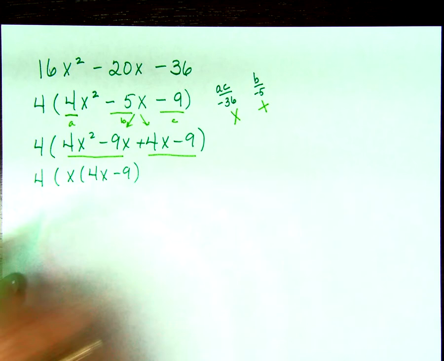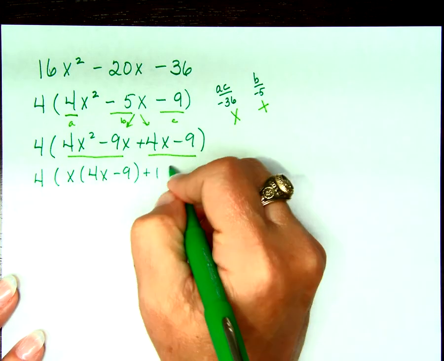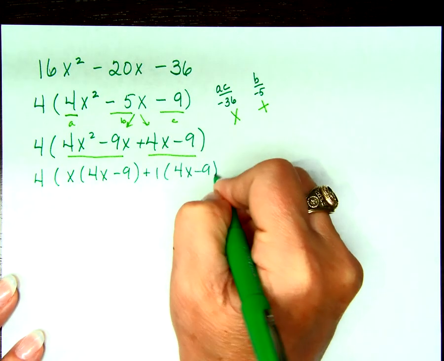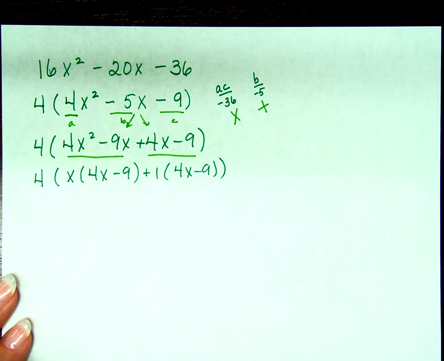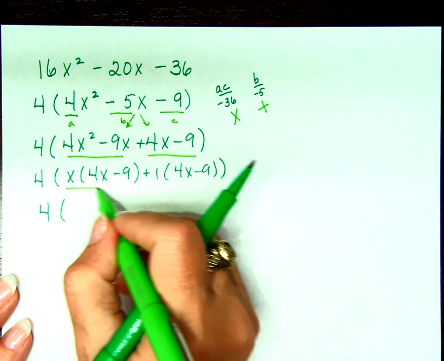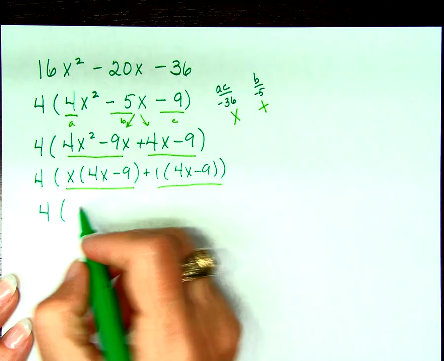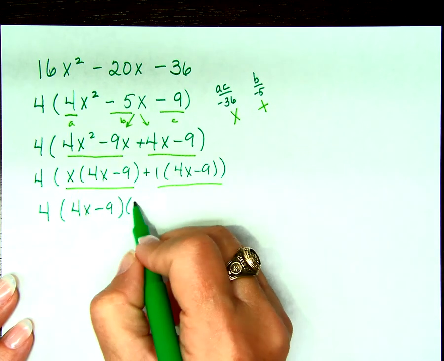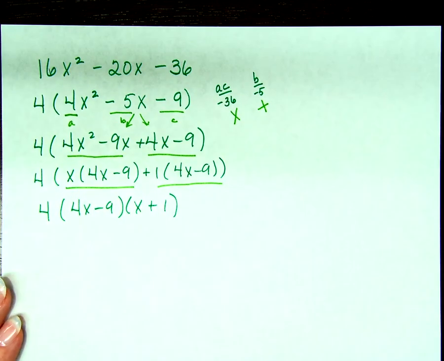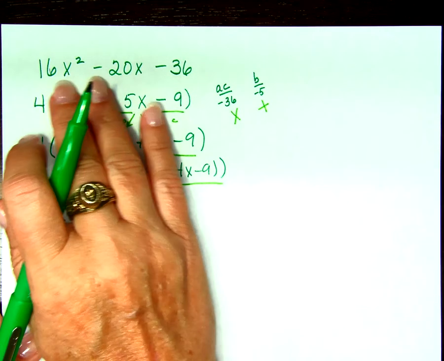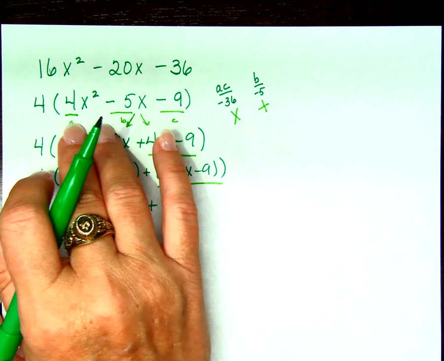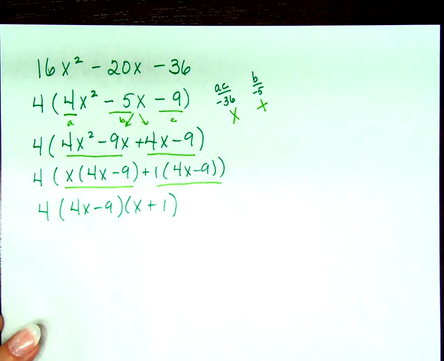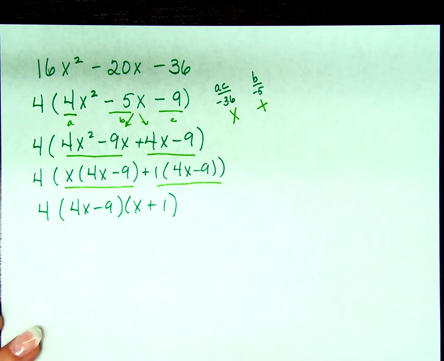What's common in the second two terms? Very good. What's left? Still dragging the 4 along with me, right? What's common in these two terms? 4x minus 9. And what's left if I factor out a 4x minus 9? X plus 1. Got it? Now, did that start off to look more difficult? But once I took out a greatest common factor, wasn't as difficult, was it? Okay? I'd like to show you one more.